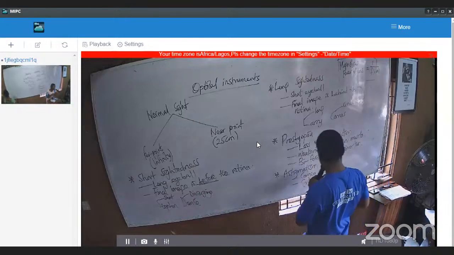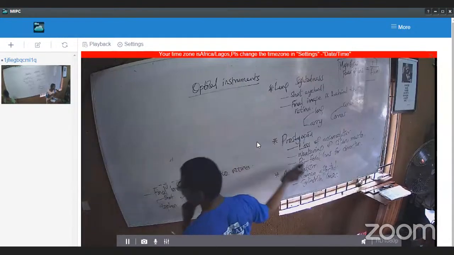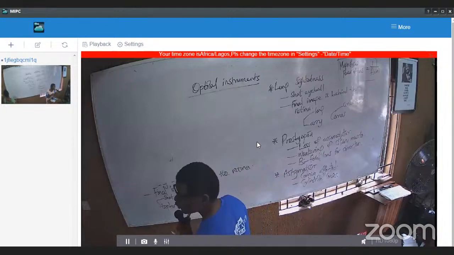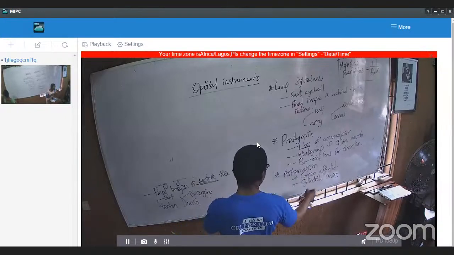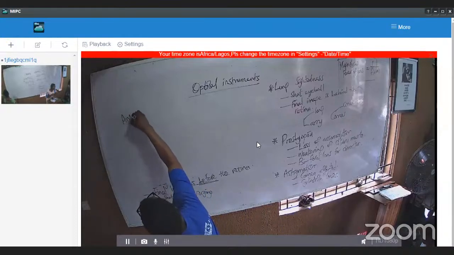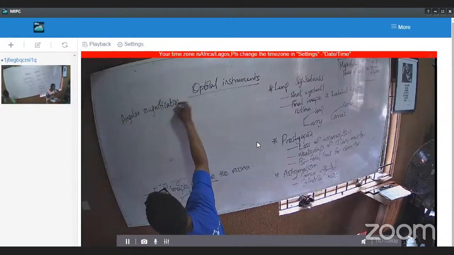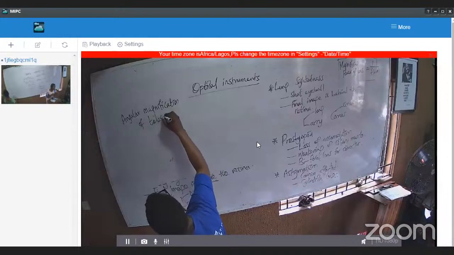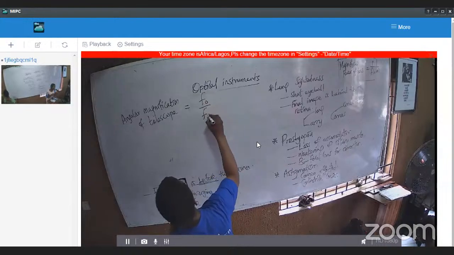Then angular magnification for the telescope. Final image before the retina: short, diverging. Astigmatism, cornea affected: cylindrical lenses are required. Angular magnification of the telescope is FO over FE.